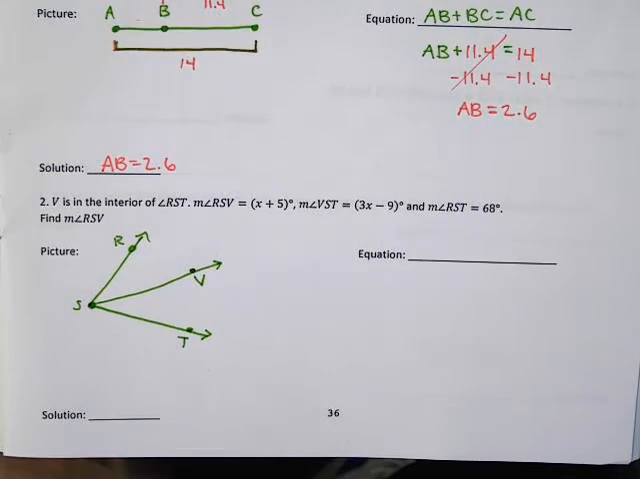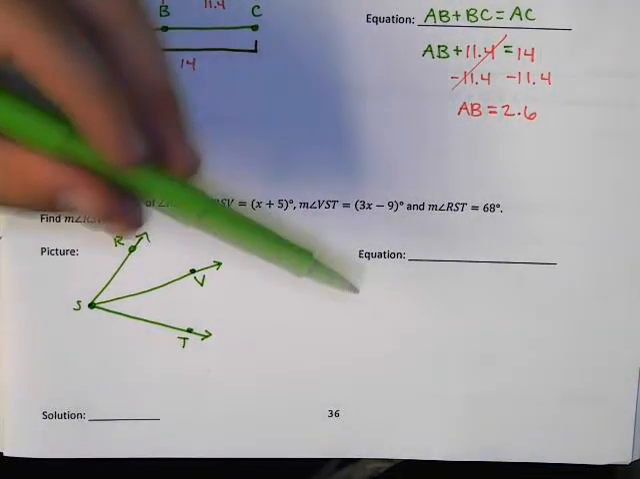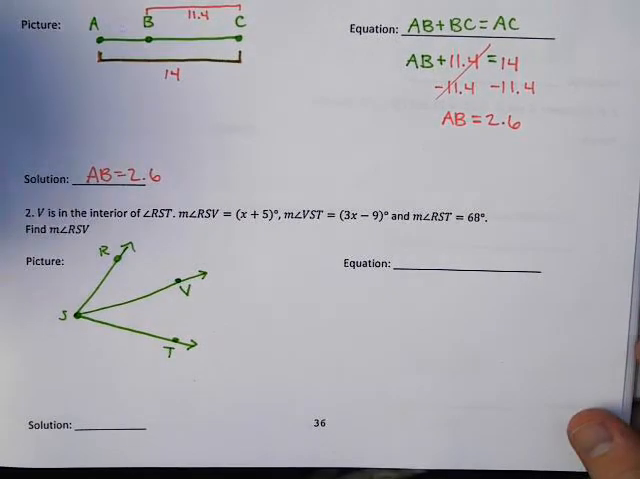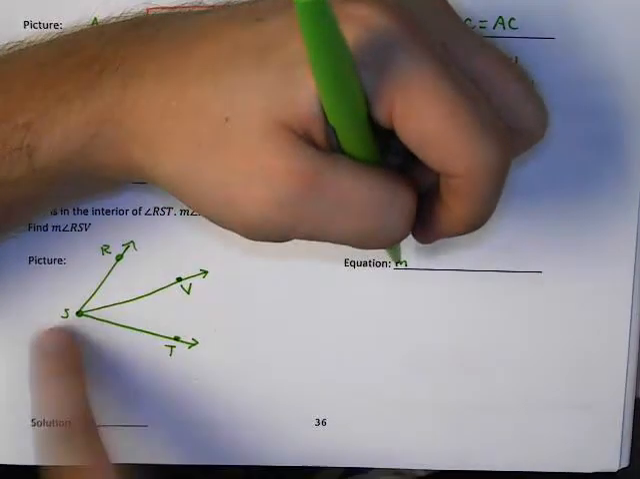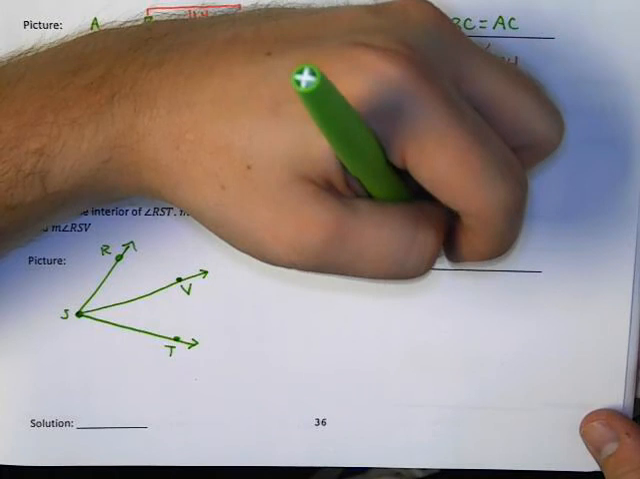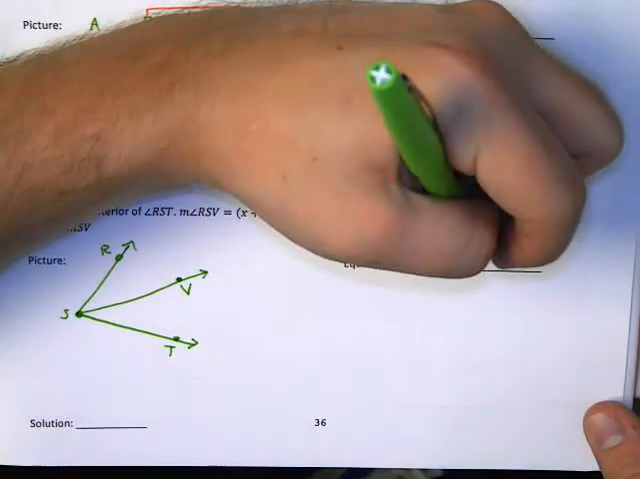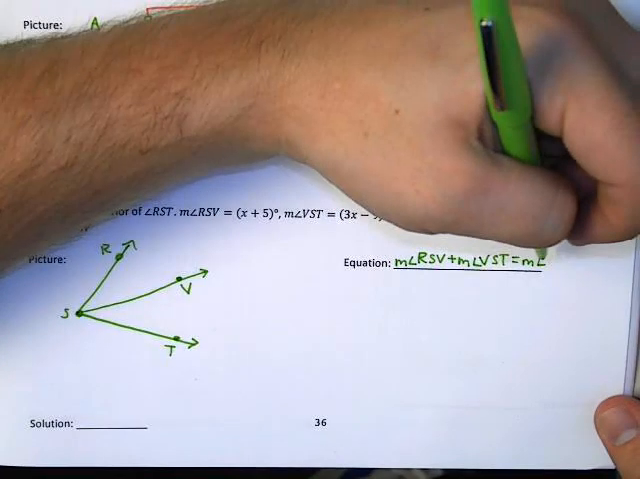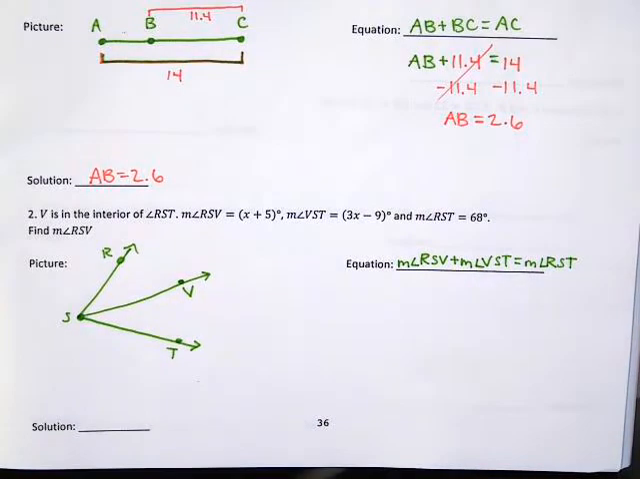Something like that. And now be very careful, or actually, before we even mark everything up, I'm going to write my equation, just so we know that that's still very important. I know that part plus part equals whole, so one part, the measure of RSV, plus the measure of the other part, VST, is going to have to equal the measure of the entire angle, RST. Part plus part equals whole.